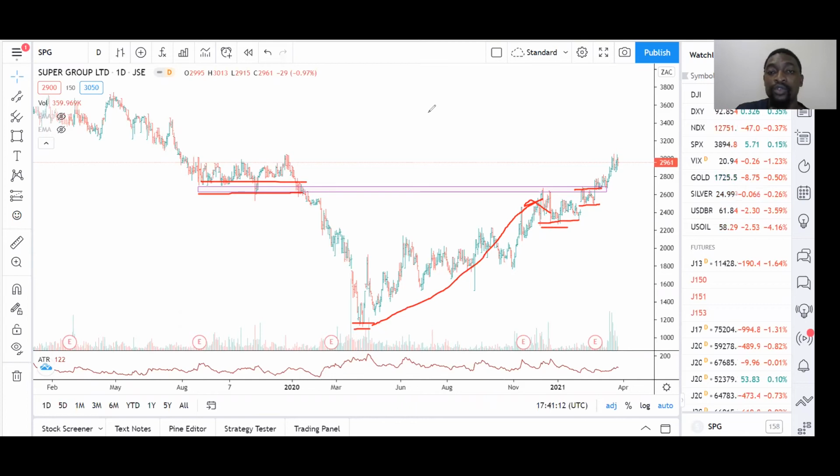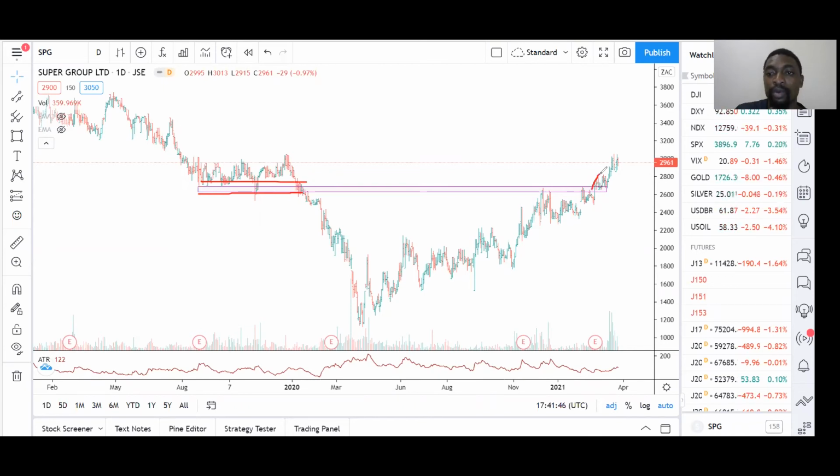This thing is also known as VCP. It's volatility contraction pattern. This pattern is known as a bullish signal. The more you trade using charts, the more you get to know these kinds of patterns, and then whenever you see them, then you can expect some kind of move in a certain direction. And so what we saw is that eventually Super Group broke above the 26 rand per share resistance level.